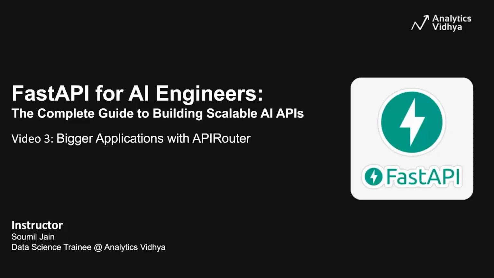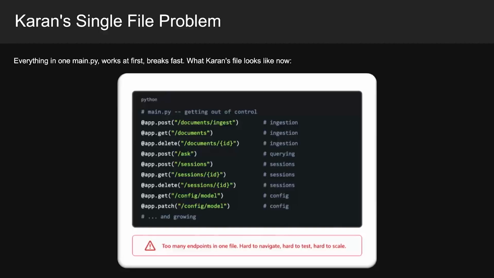Let's get into it. Look at Karan's main.py, 9 endpoints already, and the comment at the top says it all, getting out of control. 3 ingestion endpoints, 1 query endpoint, 3 session endpoints, 2 config endpoints, and it's still growing. The warning at the bottom captures the problem perfectly. Too many endpoints in one file, hard to navigate, hard to test, hard to scale. If a teammate wants to work on sessions while Karan works on ingestion, they are both editing the same file. The fix is API Router.